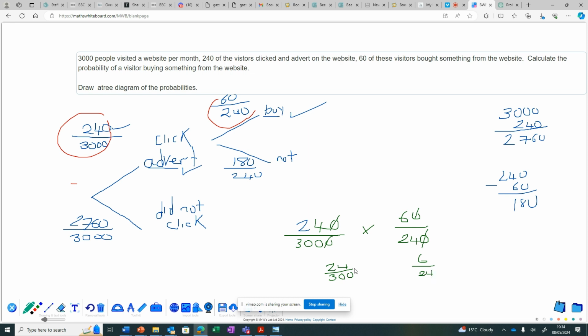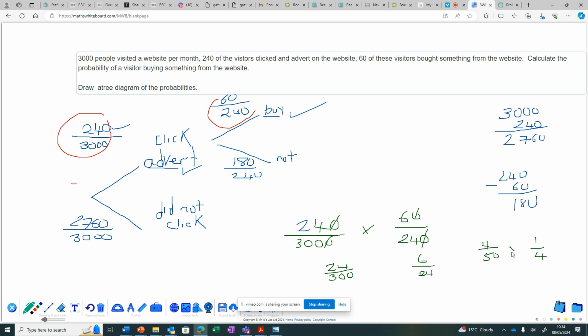Well, if you know your simplifying skills, you should know that all these numbers can be divided by 6. So I can simplify again. 6 into 24 goes 4 times. 6 into 300 goes 50 times. Over here, 6 into 6 goes once. 6 into 24 goes 4 times. And we simplified it down.